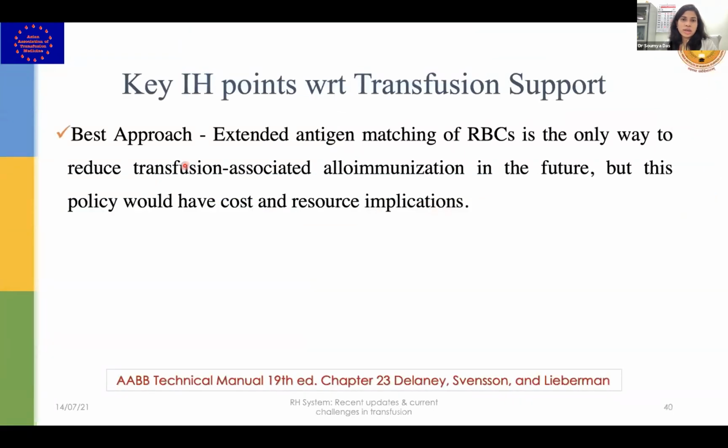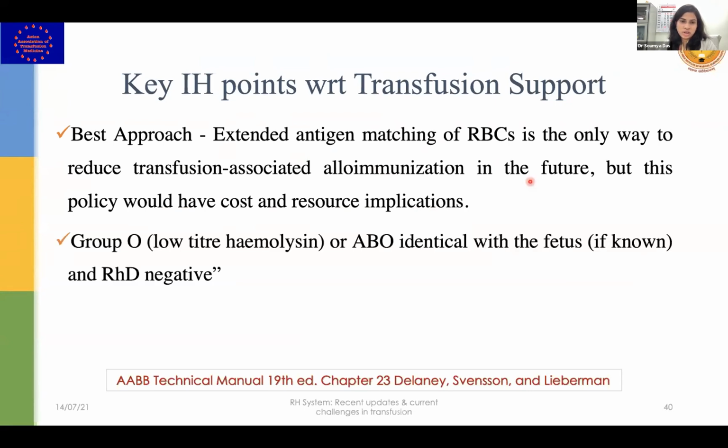Two slides on the transfusion support. The best approach to prevent Rh immunization is to give extended antigen matching of the RBC. It is the only way to reduce transfusion-associated alloimmunization in the future. But this policy has a cost and resource implication.